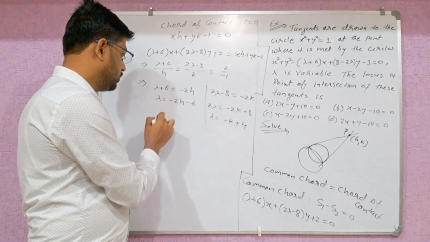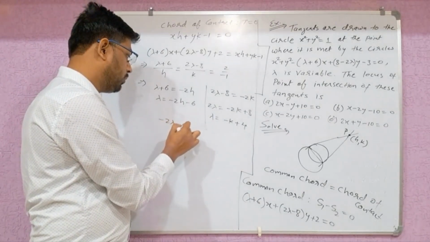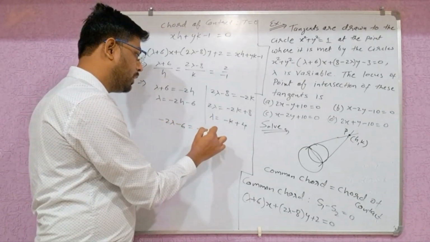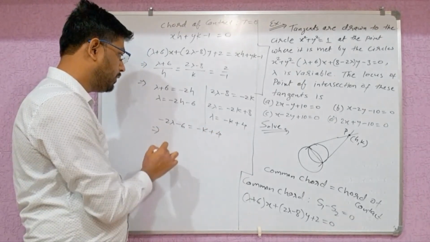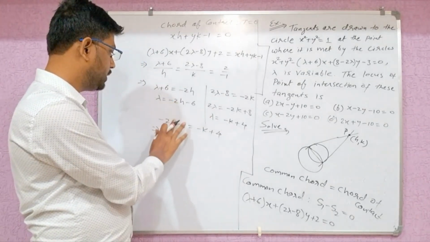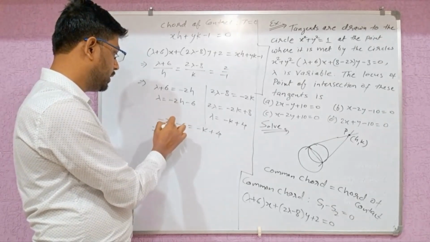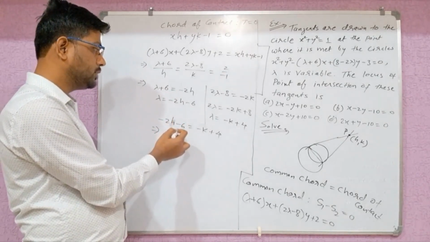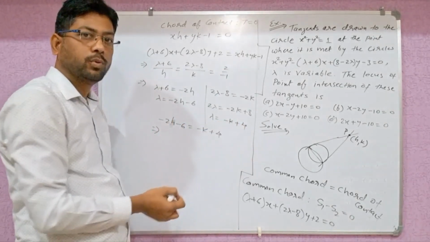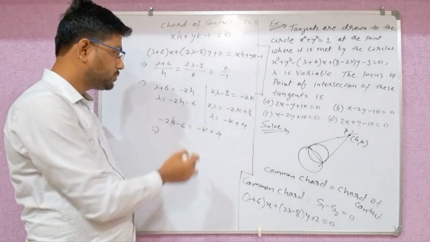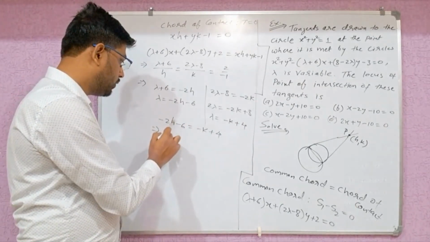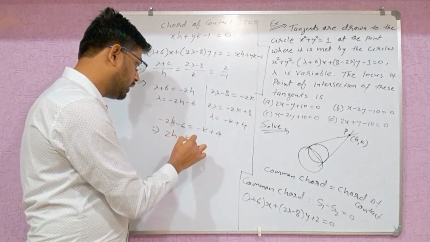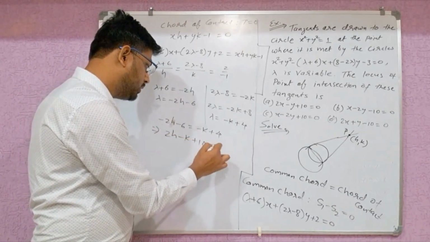Okay, so minus 2h minus 6 is equal to minus k plus 4. Now by simplifying this, minus 2h minus 6 is equal to minus k plus 4. Now by comparing these two and solving this, I'll get 2h minus k plus 10 is equal to 0.